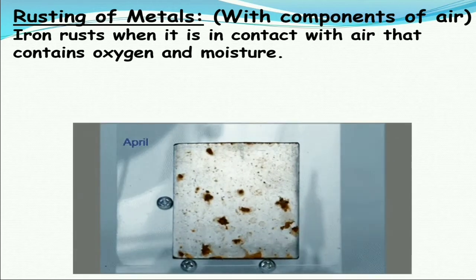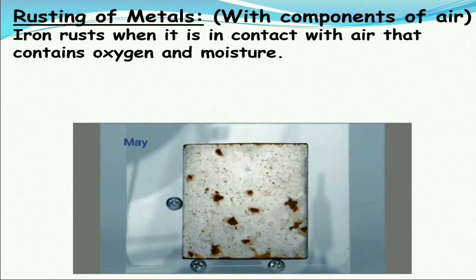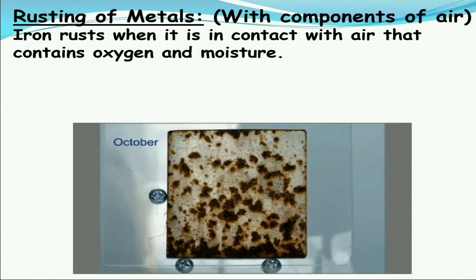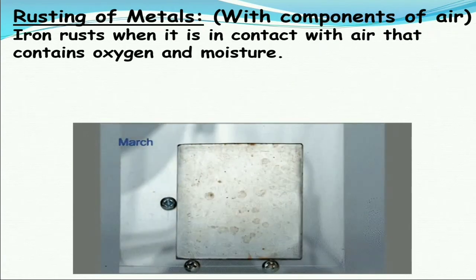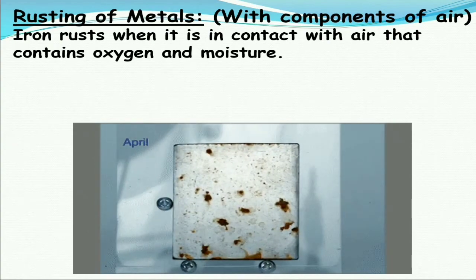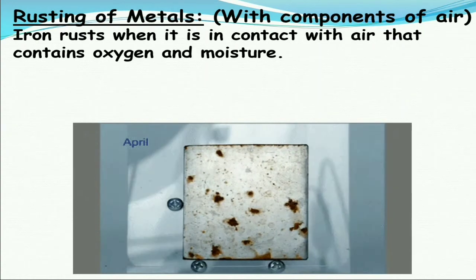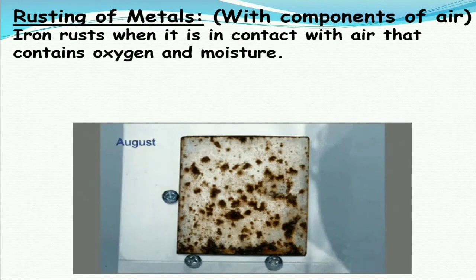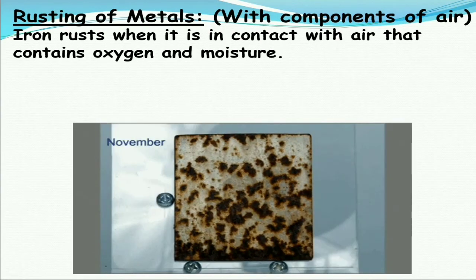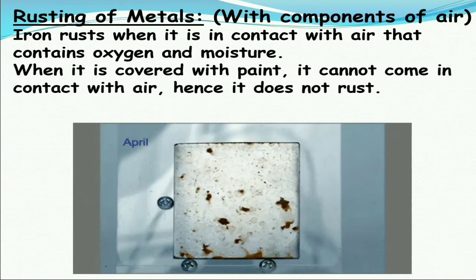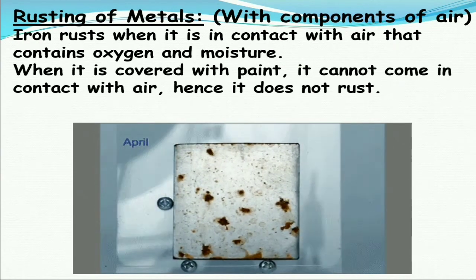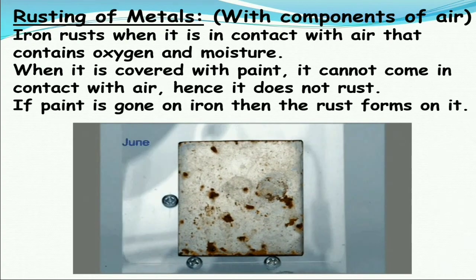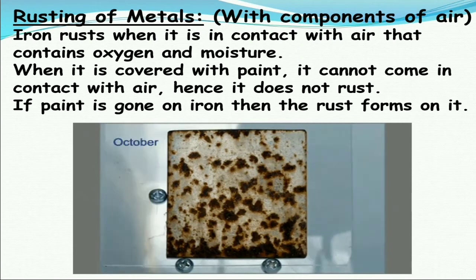Now you can see iron we kept for a long time, for a year, so that it reacted with the oxygen and moisture present in the air. Let us check one more. It starts in March, April, we kept it there for months, and in May it is getting affected, and in June, July, see, a reddish brown precipitate is formed over the iron. When iron is covered with paint, it cannot come in contact with the air and hence it does not rust. That's why paints are used. And if the paint is gone from the iron, then rust forms on it again.